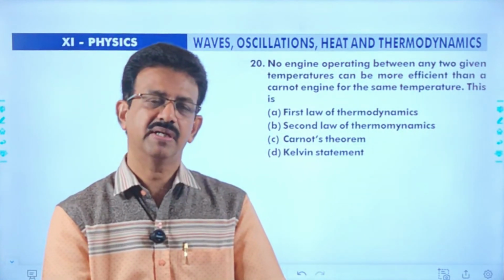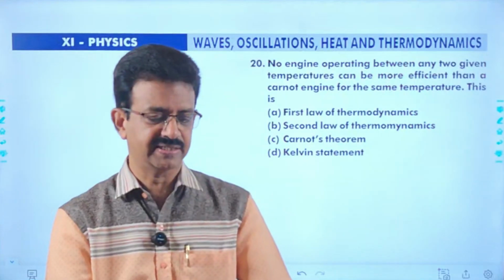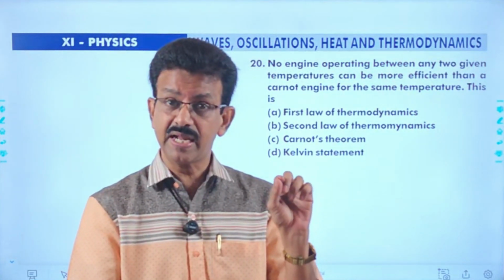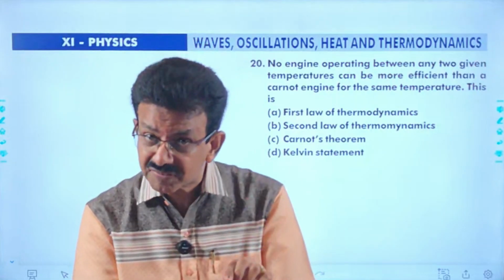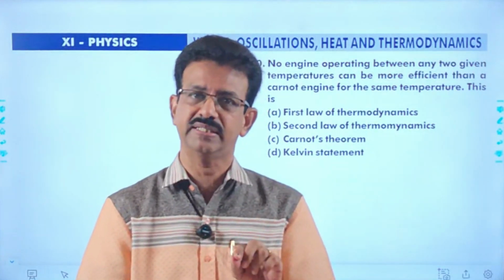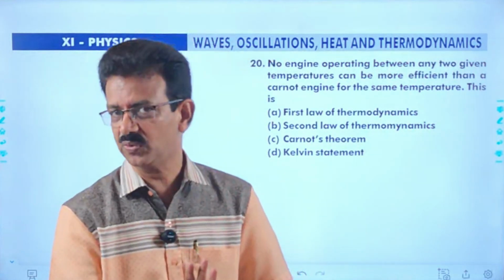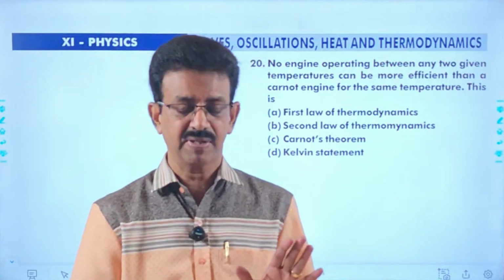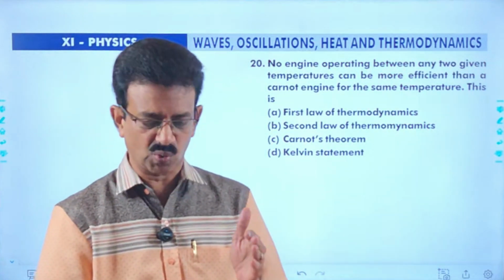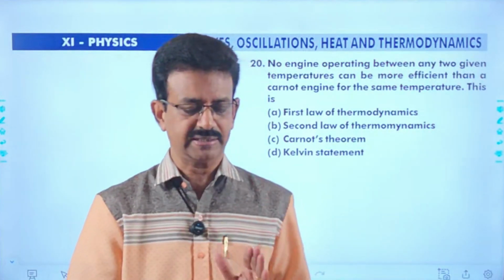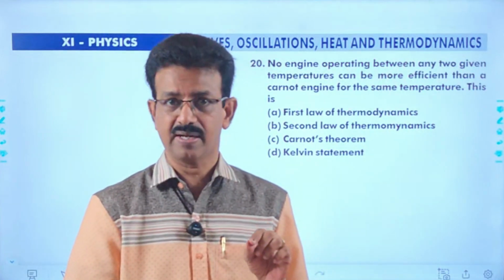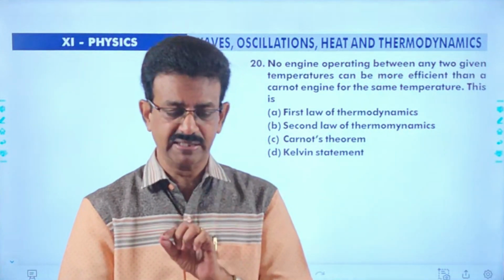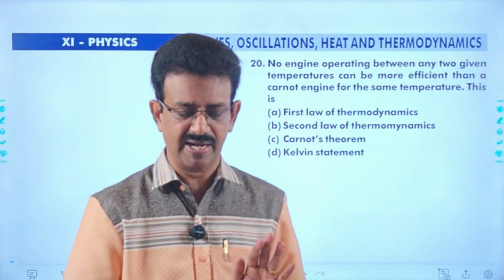Question number 20. We have to identify the statement. The statement is, no engine operating between any two temperatures can be more efficient than a Carnot engine operating between the same two temperatures. Actually, this is the statement of Carnot's theorem. But let us go through the choices one by one. First choice is the first law of thermodynamics. We mention it as dU equals dQ minus dW. That is the first law of thermodynamics.